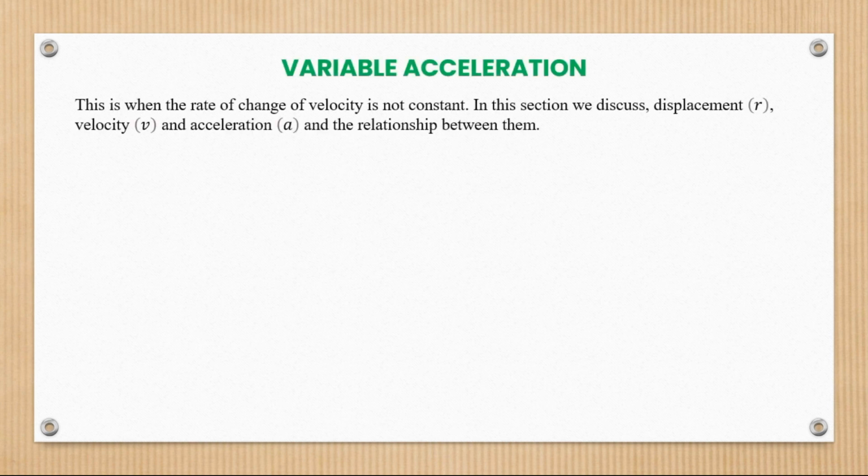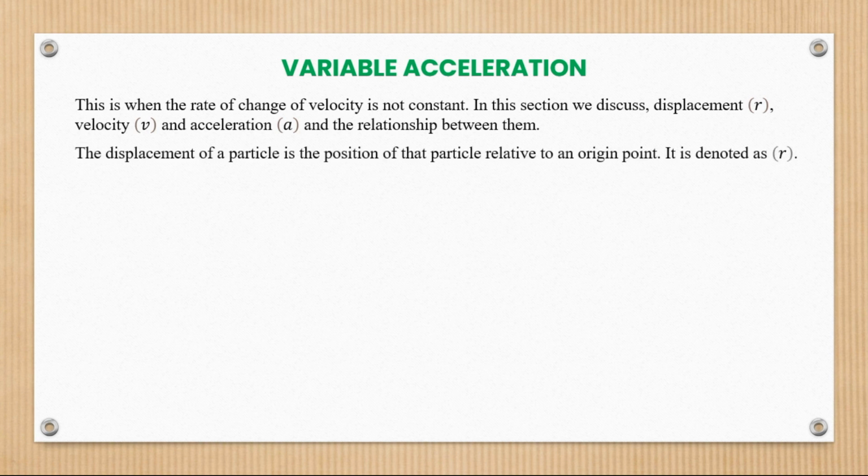Alright, variable acceleration. This is when the rate of change of velocity is not constant. In this section, we're going to discuss displacement, which we represent with r, velocity, which we represent with v, and acceleration, which I represent with a, and the relationship between them. The displacement of a particle is the position of that particle relative to an origin point, and it is denoted as r.